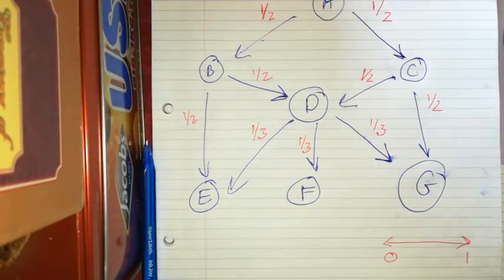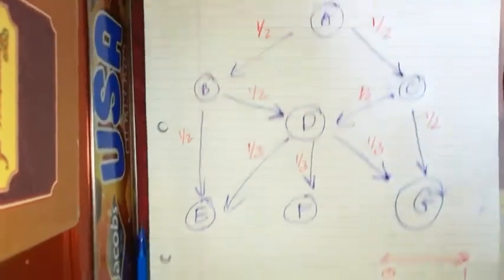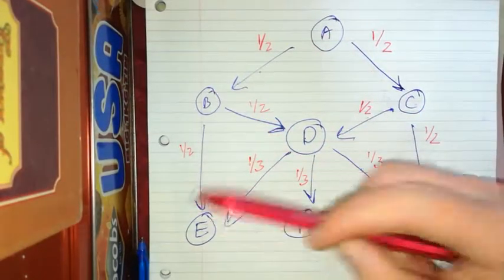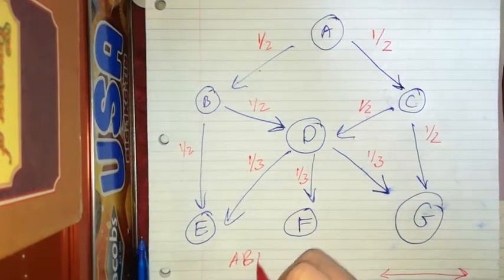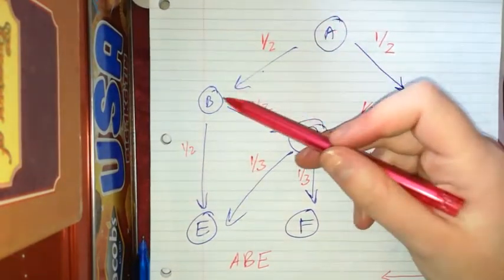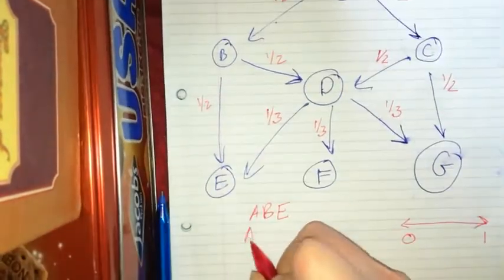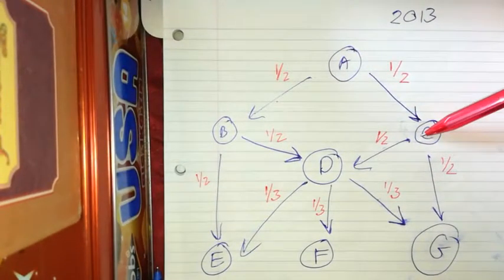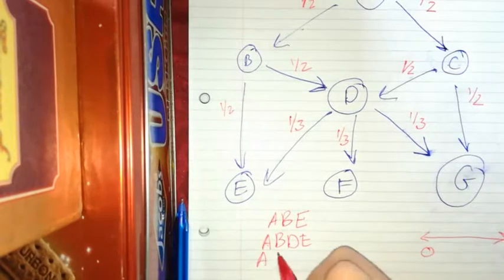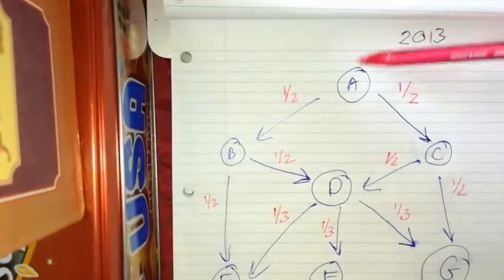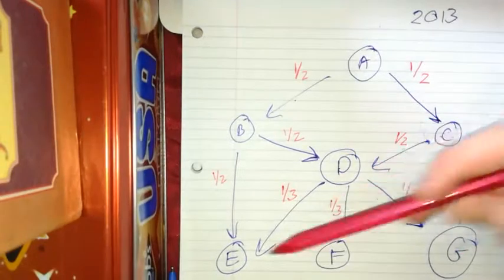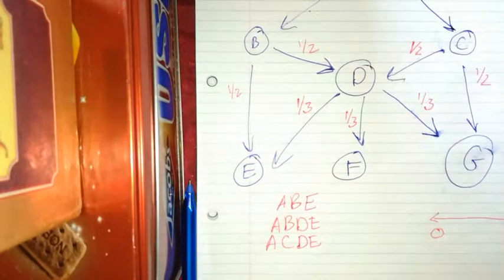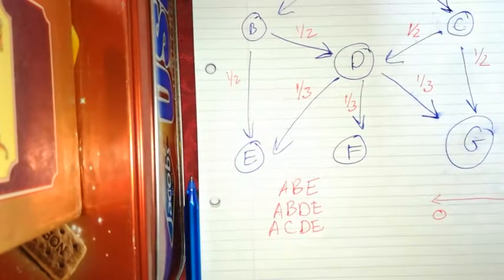So if a skier starts at point A, how many different ways can he reach point E? Well, he could go from A, B, E, so that's one way. He could go A, B, D, E, so that's another way. Or he could go A, C, D, E. He couldn't go A, C, G, D, E because that arrow is only going that way, we can't go back up. So if we were asked to fill in the number of ways that he can get to E, it's going to be 3 ways.